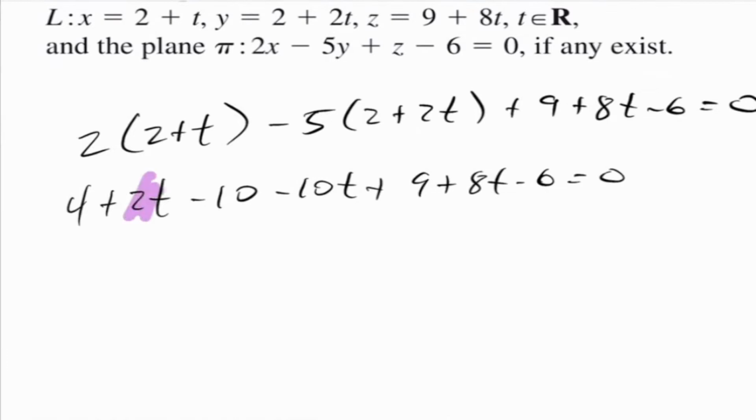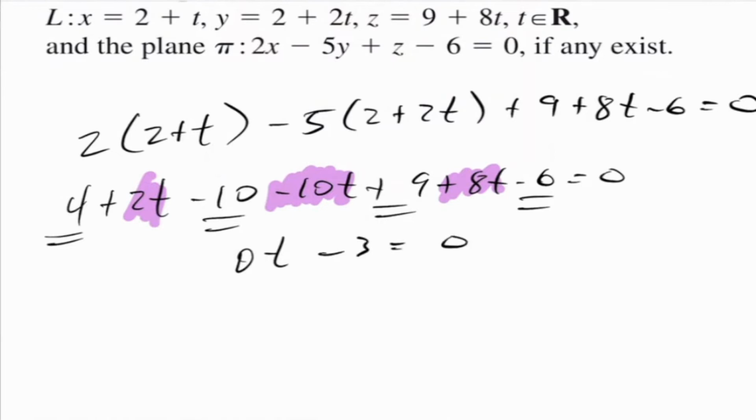Collecting like terms, we have 2t minus 10t plus 8t, which gives us 0t. Collecting up the numbers, see what happens here, because the numbers matter too: 4 minus 10 is negative 6, minus 12 minus 3 equals 0. So I end up getting 0t equals 3.